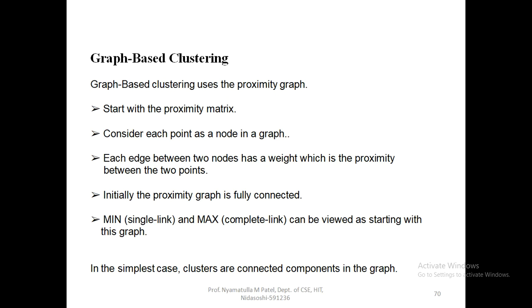Consider each point as a node in the graph. Then each edge between two nodes has a weight, which is the proximity between the two points. Initially, the proximity graph is fully connected. So, initially connect every node to every other node.